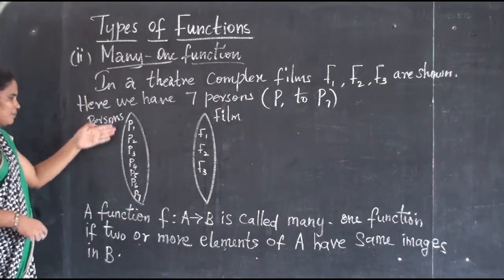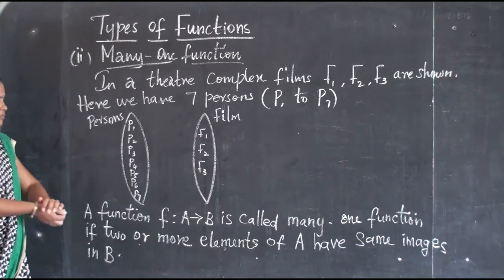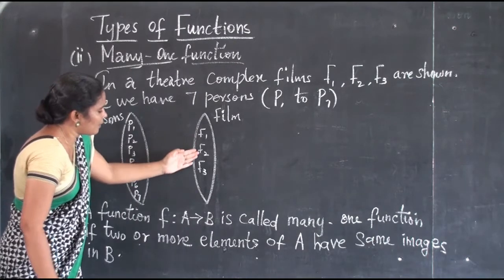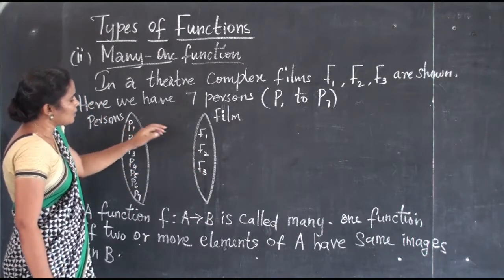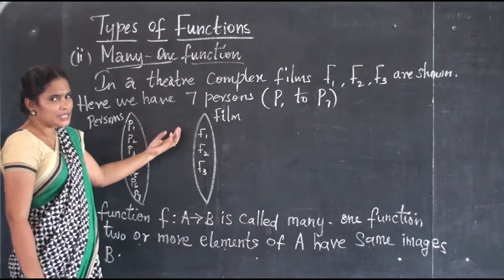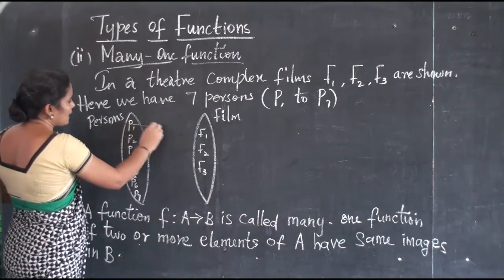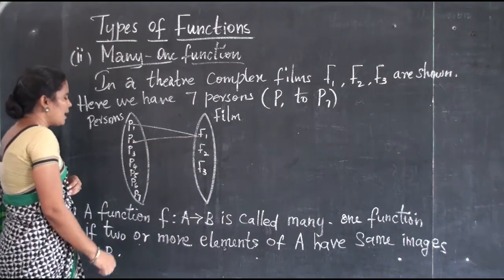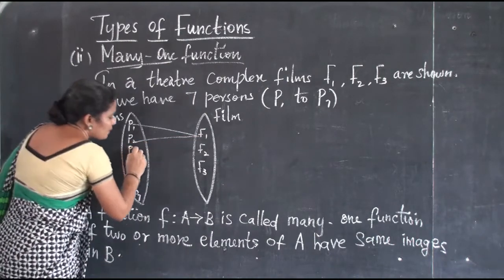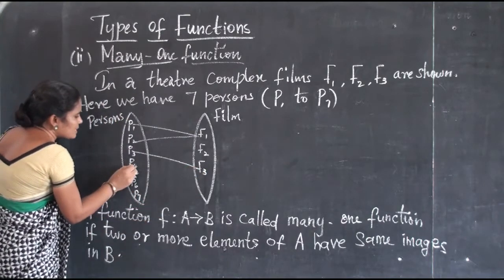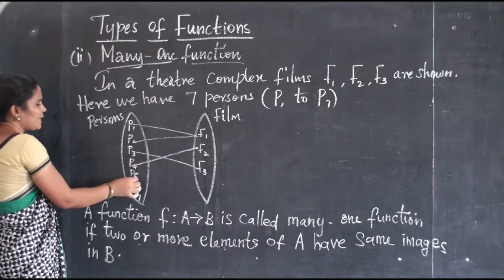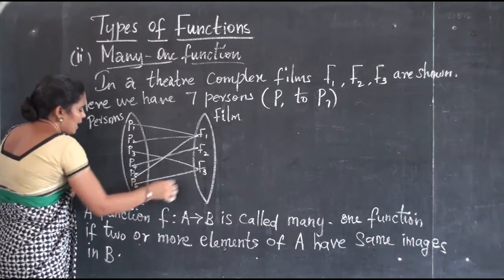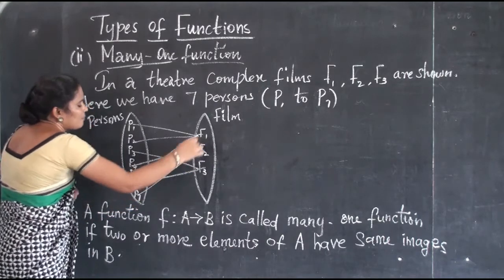Here we have 7 persons, that is P1, P2, P3, P4, P5, P6 and P7, and the films F1, F2 and F3. The persons and the films are related. It is a relation. Person 1 selects film 1, person 2 also selects film F1, person 3 selects film 3, person 4 selects film 2, person 5 selects film 1, person 6 selects film 3 and person 7 selects film 2.